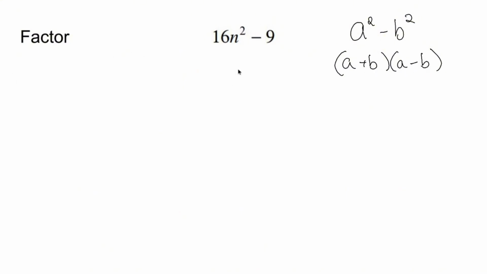So the way I apply that rule over here is you're going to look like something plus something, something minus something. The first term in each parentheses is going to be the square root of that first term right there. The square root of 16 is 4. The square root of n squared is n. The second term in each parentheses is going to be the square root of that guy. The square root of 9 is 3.